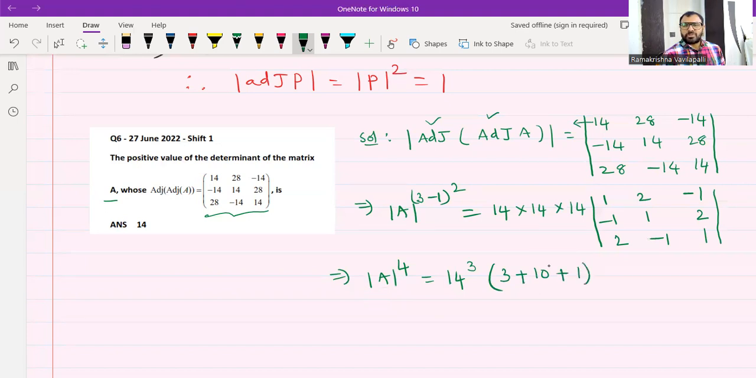Nice. So, without making any struggle, it becomes 14 power 4. So, this implies that det A equals either plus 14 or minus 14. That's it. They are asking the positive value of determinant of A.